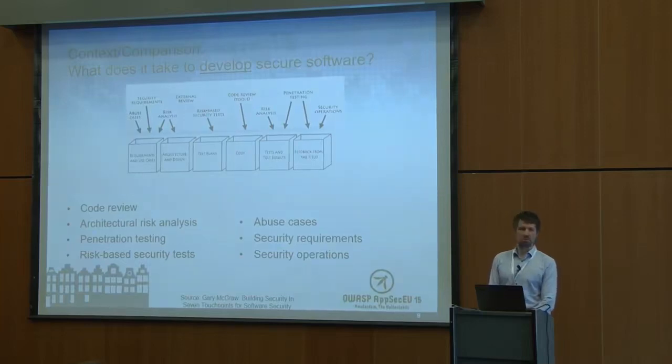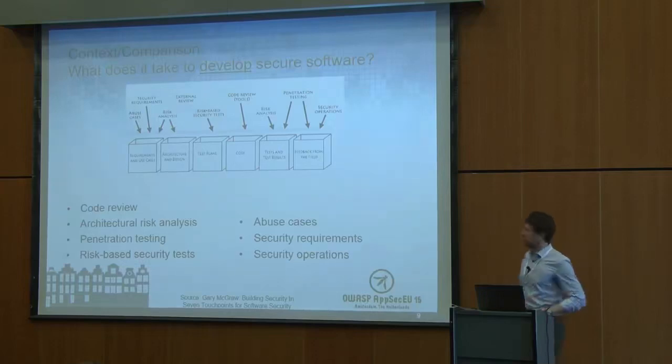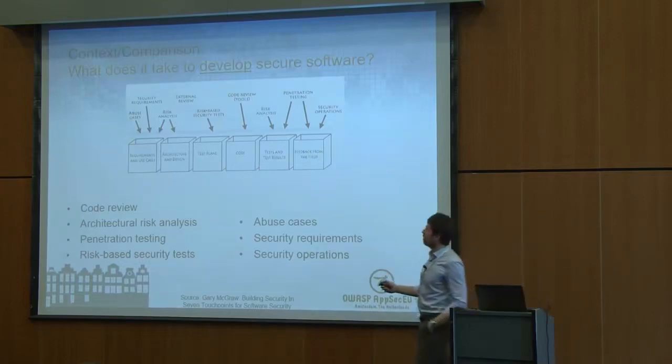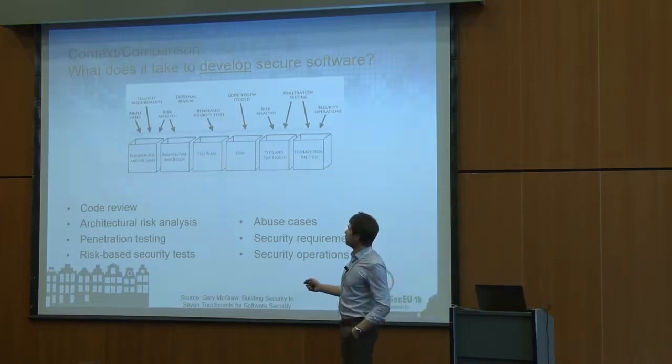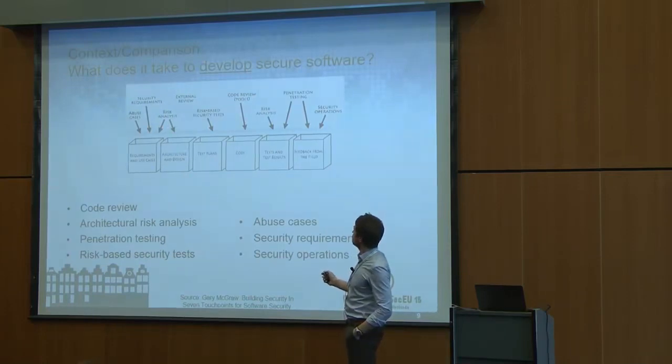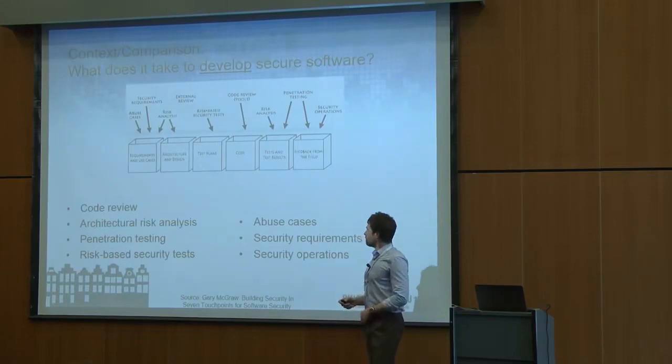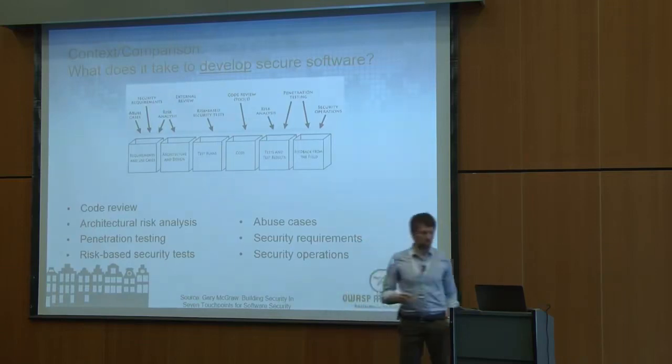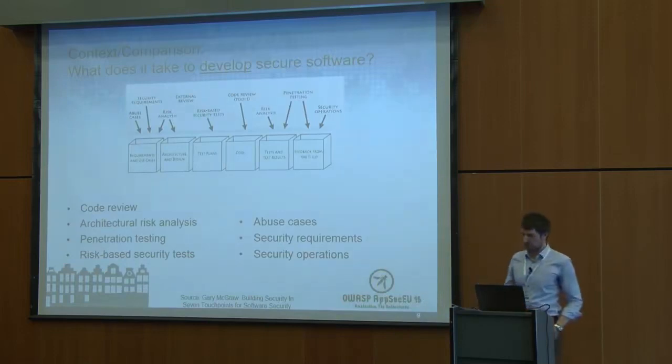Okay, so pretty much most of you have seen this. That's the security touchpoints postulated by Gary McGraw for developing software, which are code review and architectural risk analysis. So in the earlier phases is risk analysis, then risk-based security tests, and we focus a lot on code review and security testing. So that's what we consider the normal security activities when developing software.